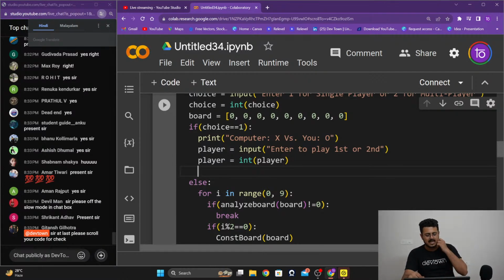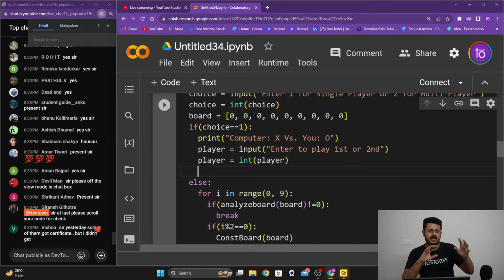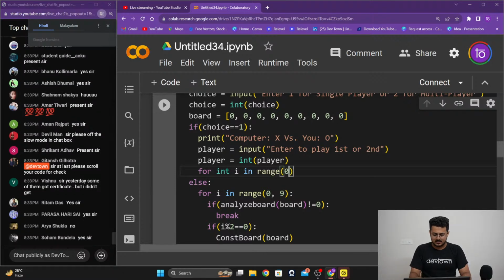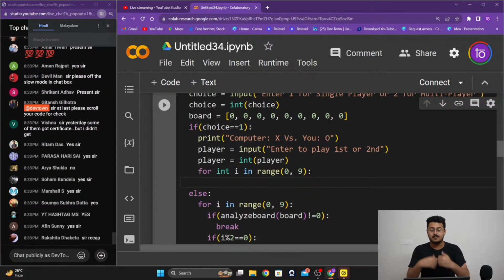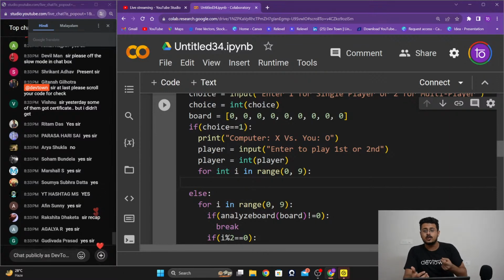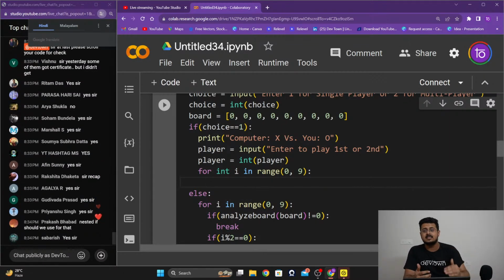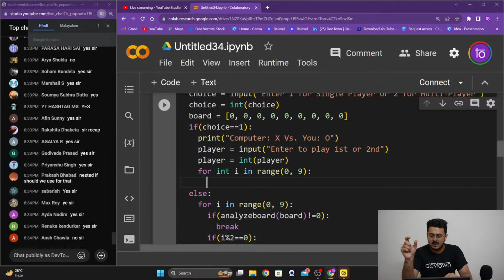Are you guys able to understand this a little bit? Please let me know. Again, I will recap. Because the player here is deciding whether he's going to go first or second, even if I'm writing a for loop for i in range 0 to 9, I don't know who is the first player. Like I can't put a direct if else statement. I have to come up with a formula right over here, guys.